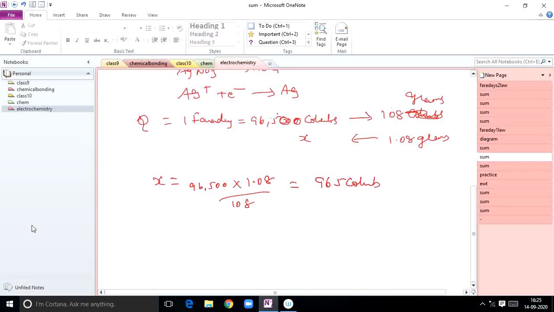You already know Q is equal to I T. From this, T is equal to Q by I, right? So what is the Q value? 965 coulombs. The time is what he is asking us to calculate, so make it T, and the current I is 2.5 amperes. If you solve, you will get 386 seconds.